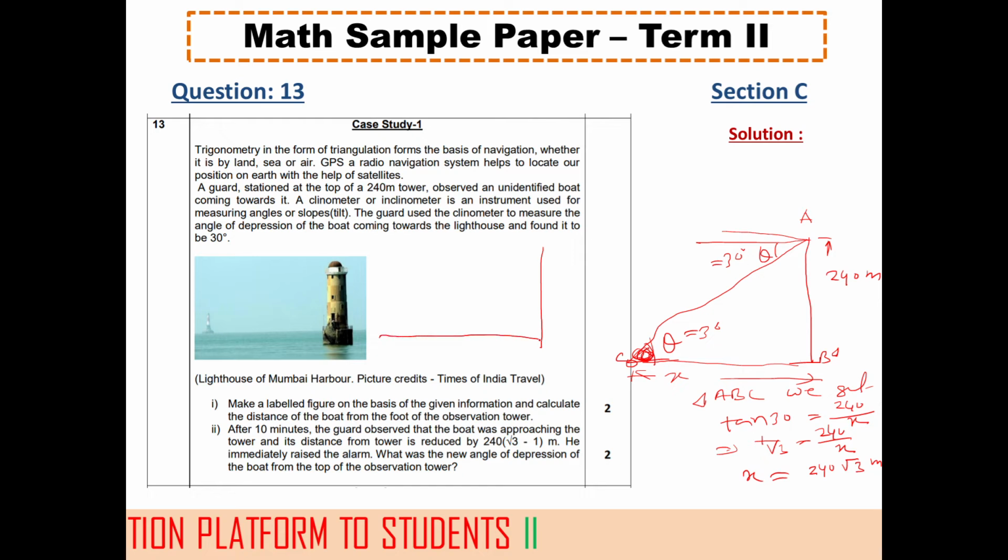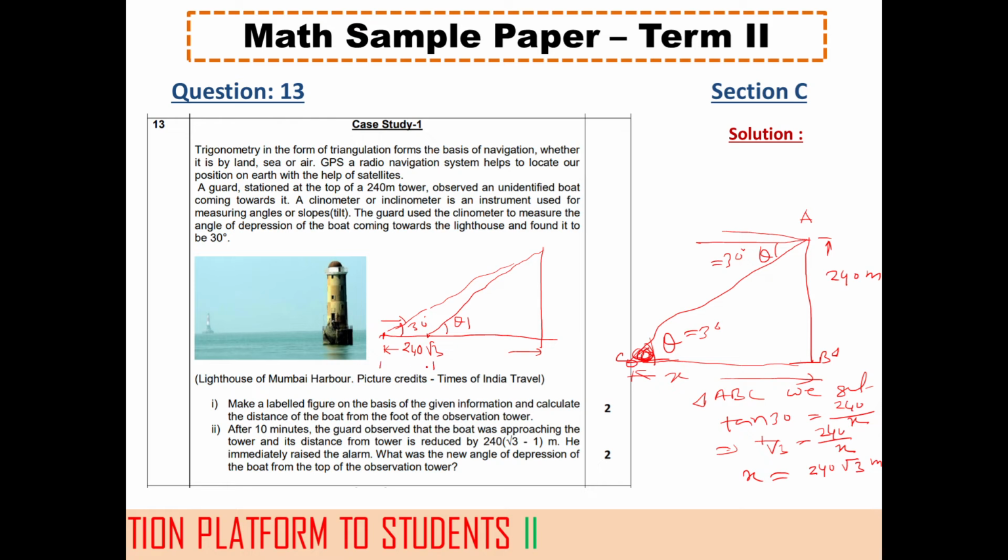Suppose the boat was here and after 10 minutes the boat comes here. Initially the distance was 240 root 3. Now it has come towards the tower. So now the angle will be different. If the angle is theta 1, initially it was 30. Now let it be theta 1. The distance from the tower is reduced by 240 root 3 minus 1.